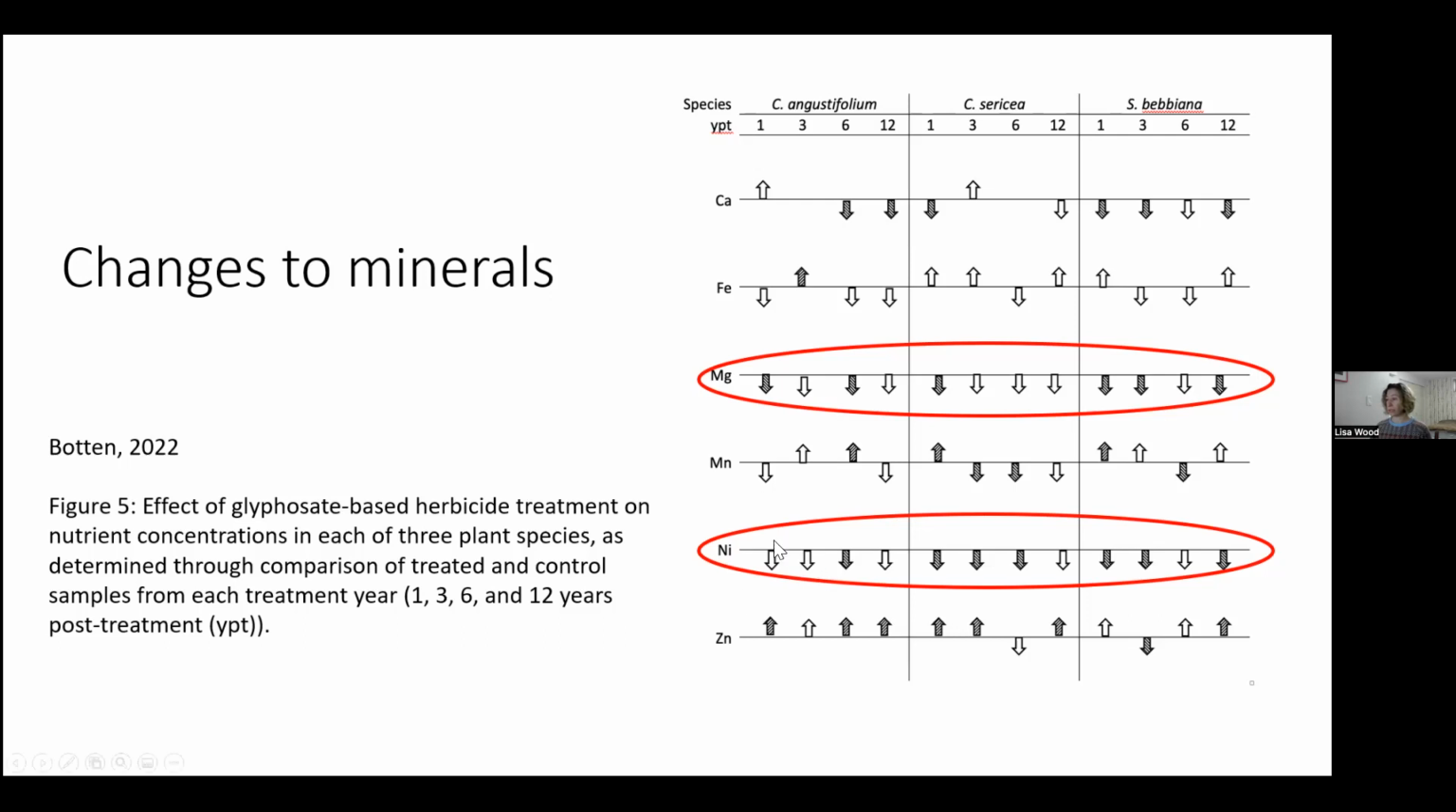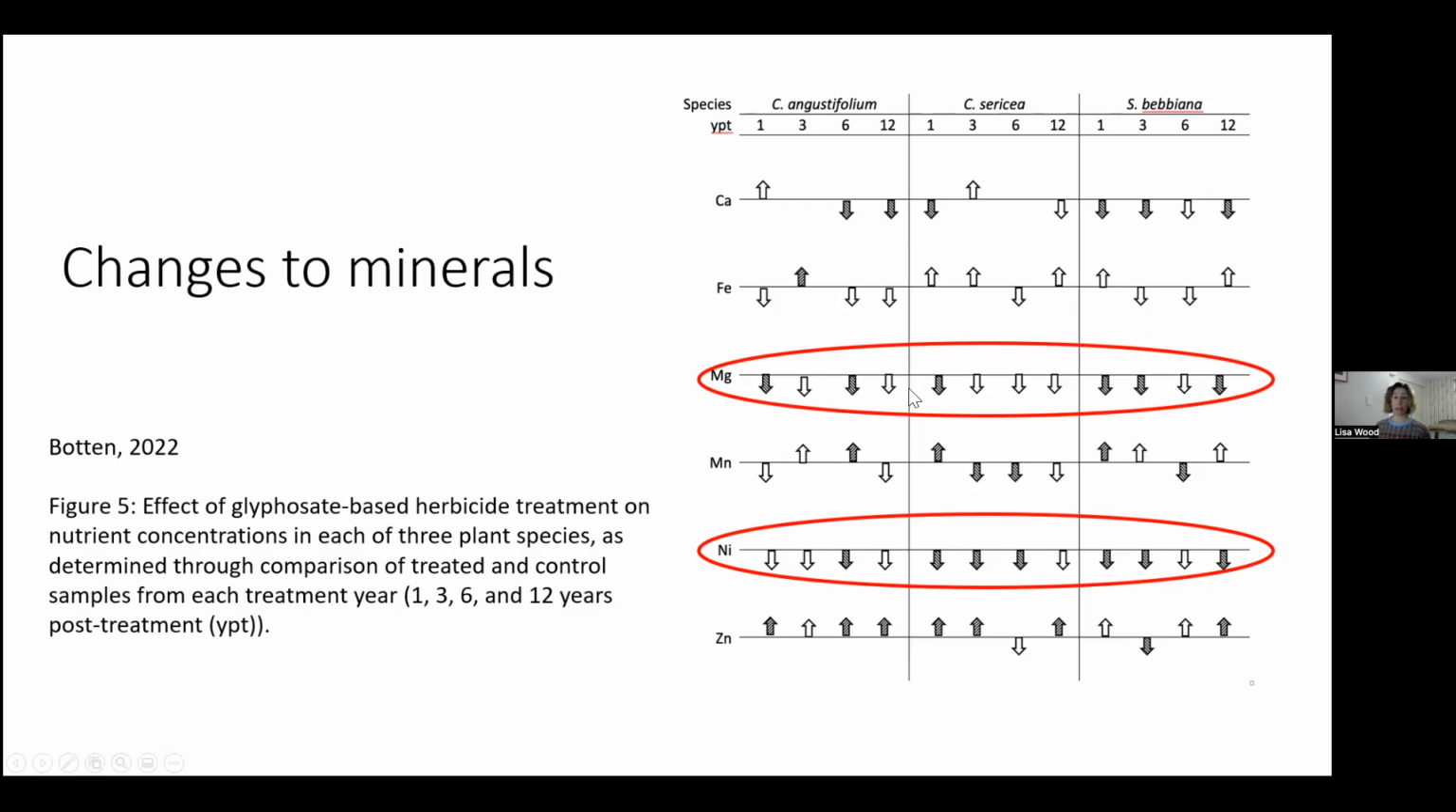We also found a decrease in nickel across all of the plants and years investigated. You can see that some of the other metals and nutrients that were investigated didn't really have a consistent trend. So we see maybe mostly an increase in zinc, but a few instances where it decreased, and then really no particular trend in manganese, iron, or calcium. In magnesium and nickel, where we see these decreases, Nicole investigated up to 12 years after applications took place.